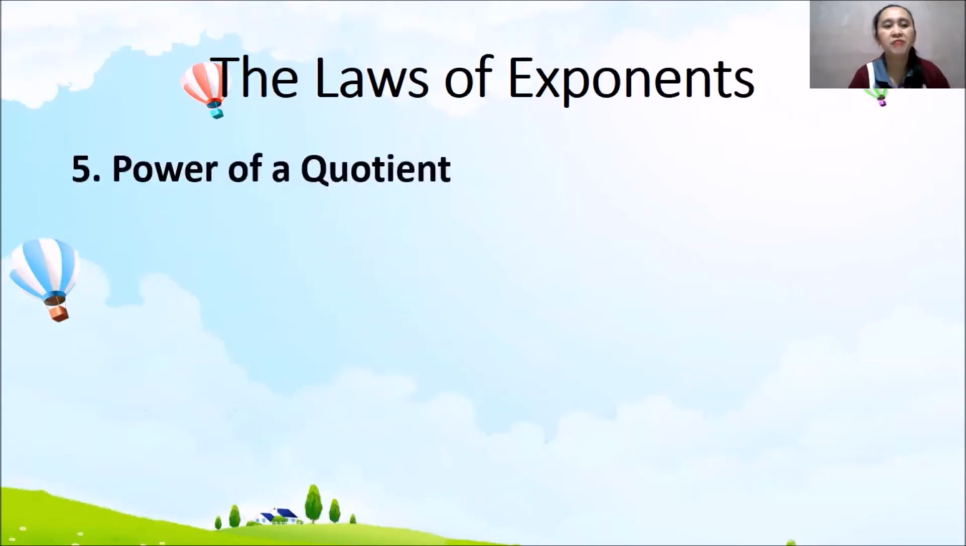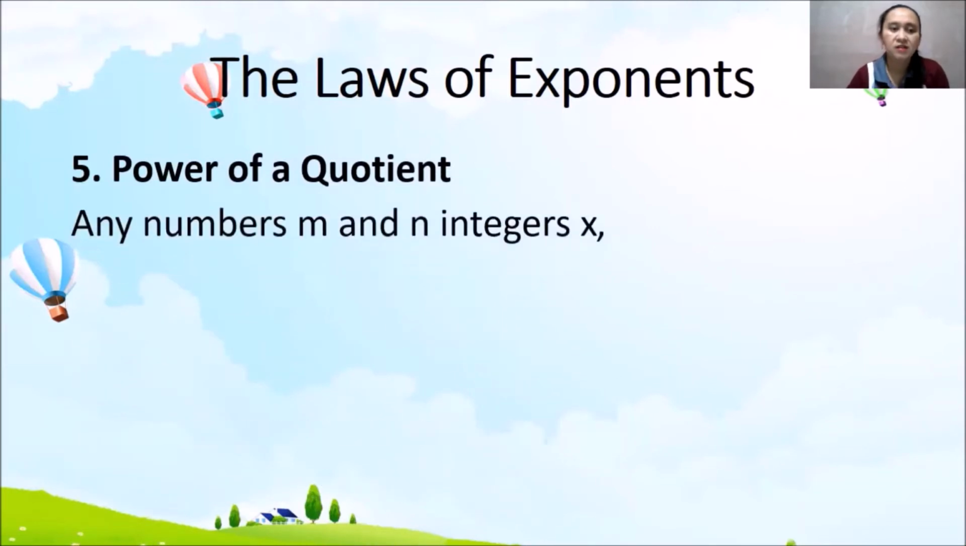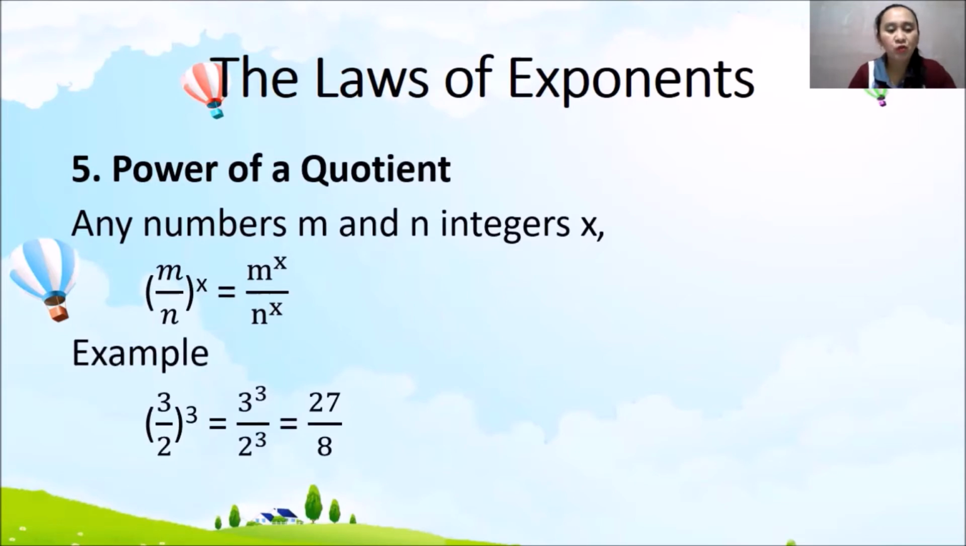Okay, the 5th law of exponents is the power of a quotient. So for any numbers m and n, and integer x, m divided by n raised to the exponent of x equals m raised to the exponent of x over n raised to the exponent of x. Example, 3 over 2 raised to the cube. It means 3 cube, 1 times 3 is 3, so 3 cube over 2 cube.